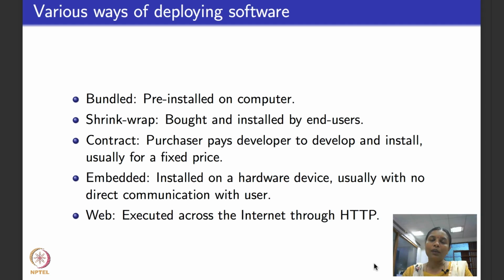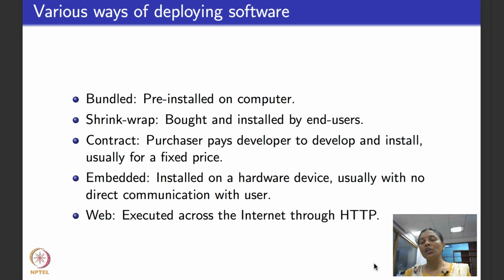You could shrink wrap. A typical example is when you buy the software and install it, like an antivirus software that you would buy and install. Or you could have a contract software where you have access to the software but for a specified period of time that you buy the contract for. And you could have embedded software, which is usually installed on a special purpose hardware device, like in a microwave oven, in a car, in an aeroplane, and so on. It typically directly communicates only with sensors and actuators in the embedded device, and doesn't communicate with the user. And now the focus of this lecture is what is called web software.